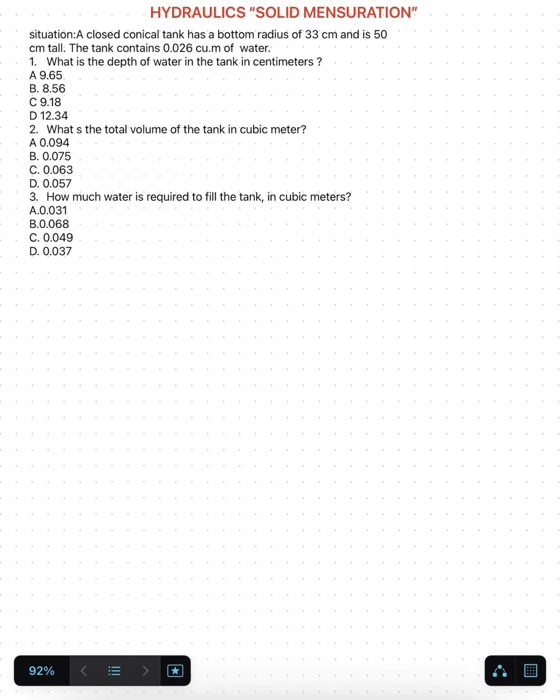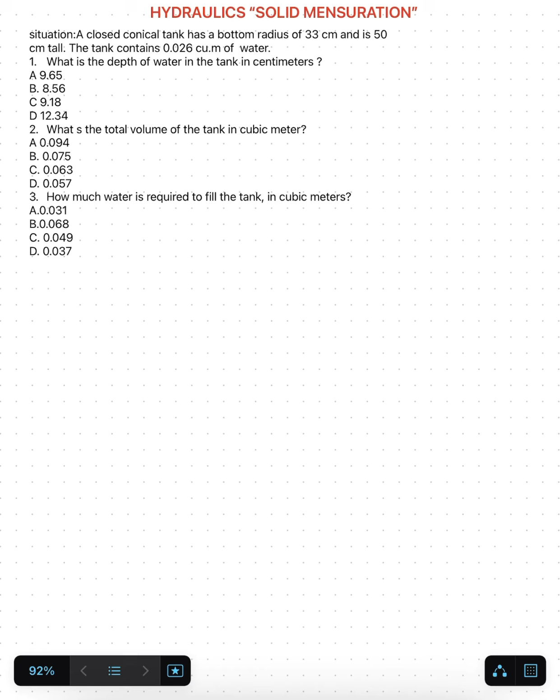The problem states that a closed conical tank has a bottom radius of 33 centimeters and is 50 centimeters tall. The tank contains 0.026 cubic meter of water. Number 1, what is the depth of water in the tank in centimeters? Number 2, what is the total volume of the tank in cubic meters? Number 3, how much water is required to fill the tank in cubic meters?